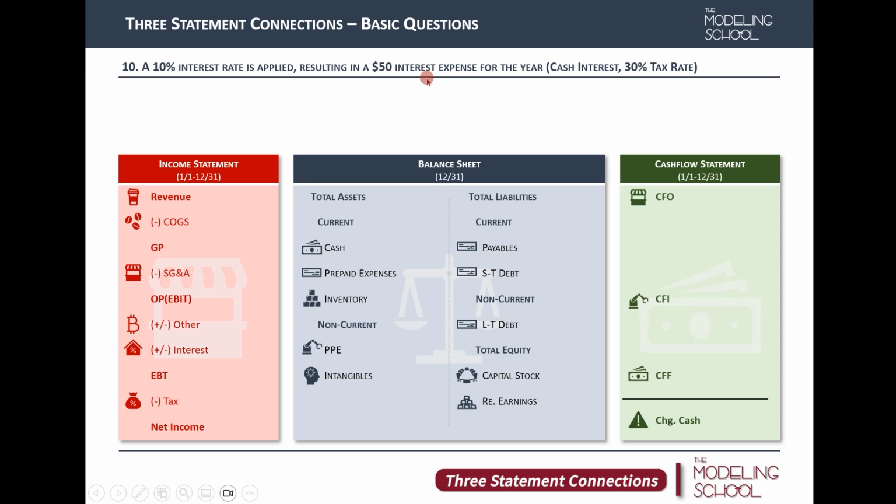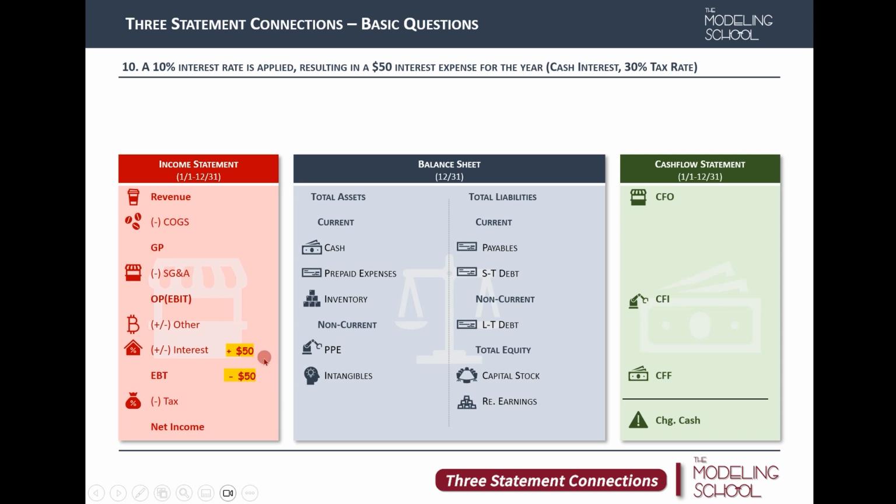Interest expenses are non-operational, so we're not going to record this under COGS or SG&A, but rather it's going to be recorded under interest expenses. However, it's pretty much the same because it affects earnings before taxes anyway.